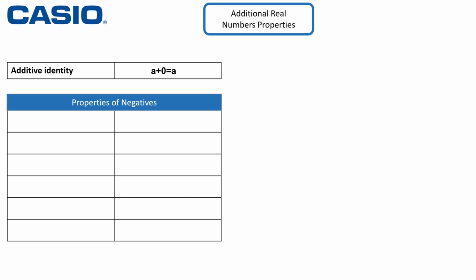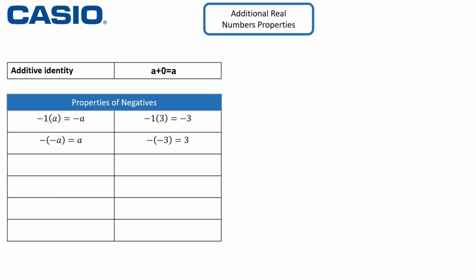Some additional properties to investigate are the properties of negatives. What are properties of negatives? Property 1, negative 1 multiplied by any number will result in the opposite of that number. Example, negative 1 multiplied by a is equal to negative a. And also, negative 1 times negative a, I will get a.